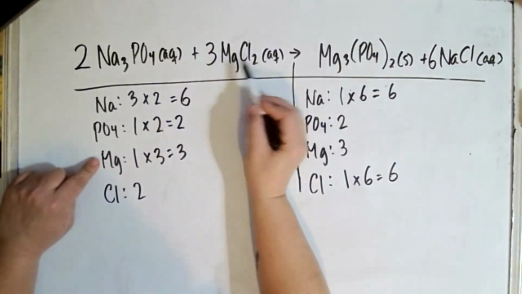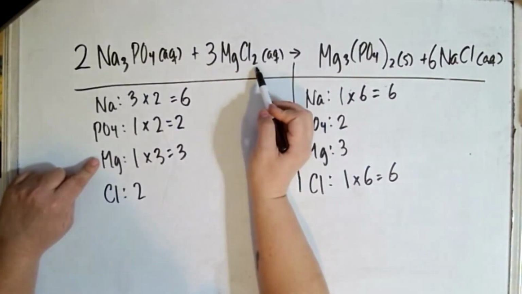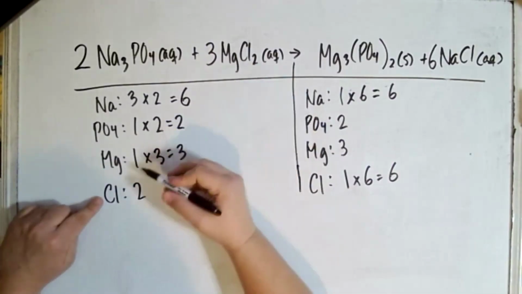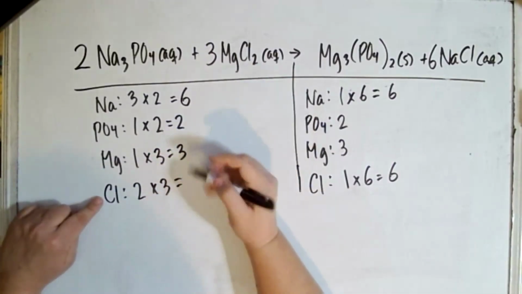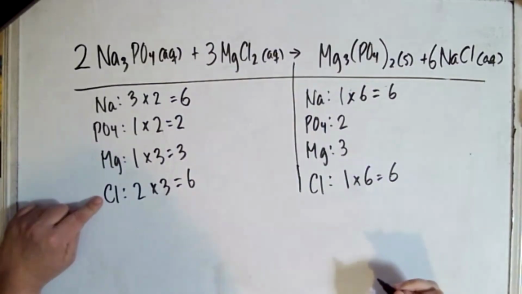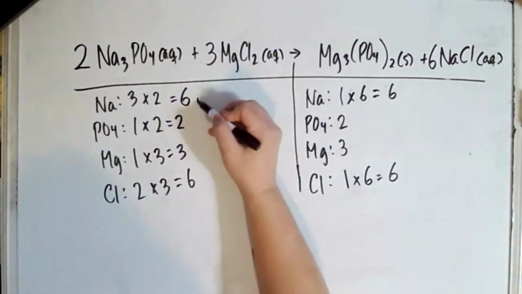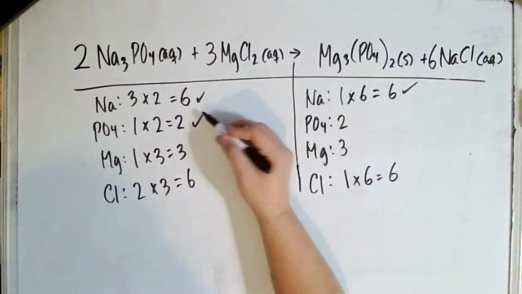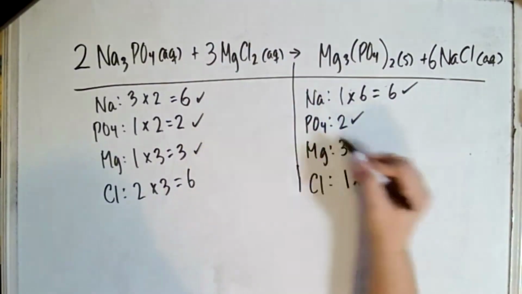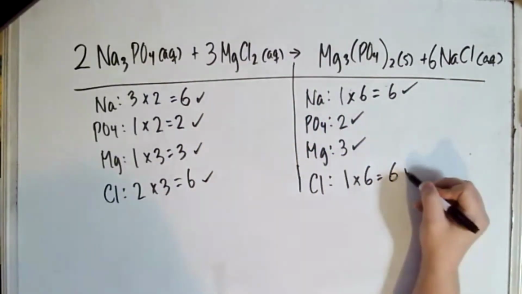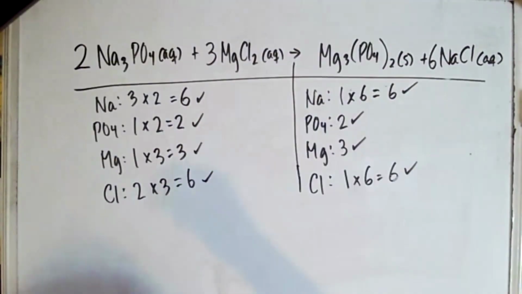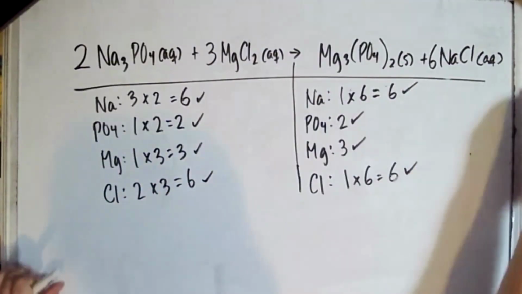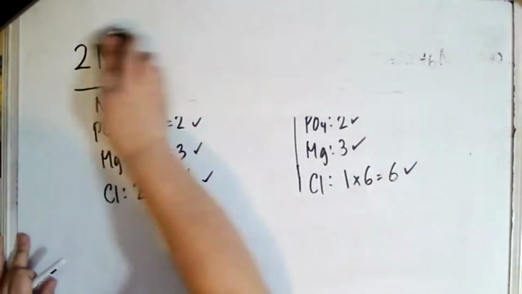And I also have to take that 3 and use it to multiply my chlorines that are on my reactant side, which will give me 6 chlorines there. And now 6 and 6, 2 and 2, 3 and 3, 6 and 6. Perfectly balanced. Okay. You use that same procedure every time, then you're always going to be able to balance your reactions.